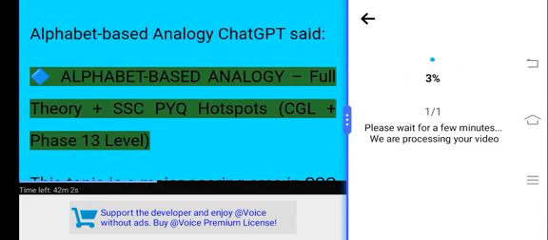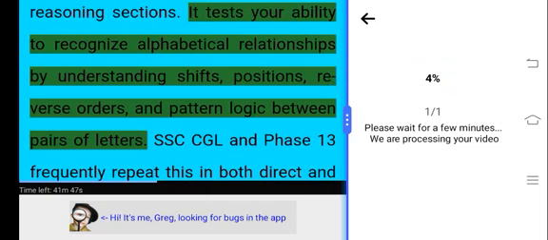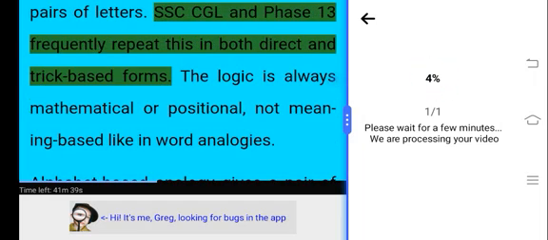Large diamond alphabet-based analogy, full theory plus SSC PYQ hotspots, CGL plus Phase 13 level. This topic is a major scoring area in SSC reasoning sections. It tests your ability to recognize alphabetical relationships by understanding shifts, positions, reverse orders, and pattern logic between pairs of letters. SSC CGL and Phase 13 frequently repeat this in both direct and trick-based forms.